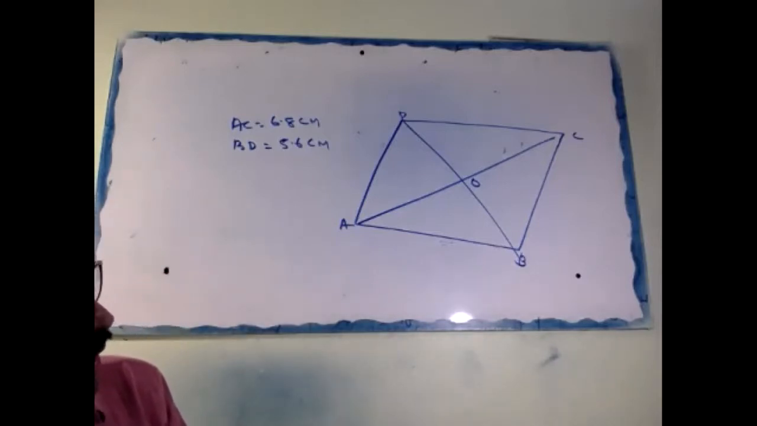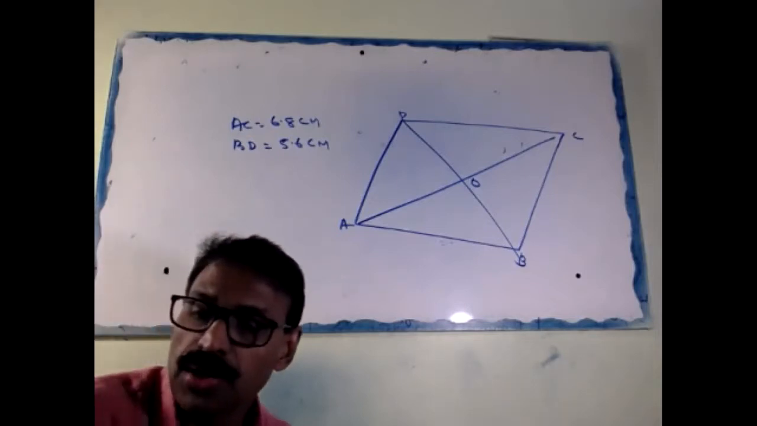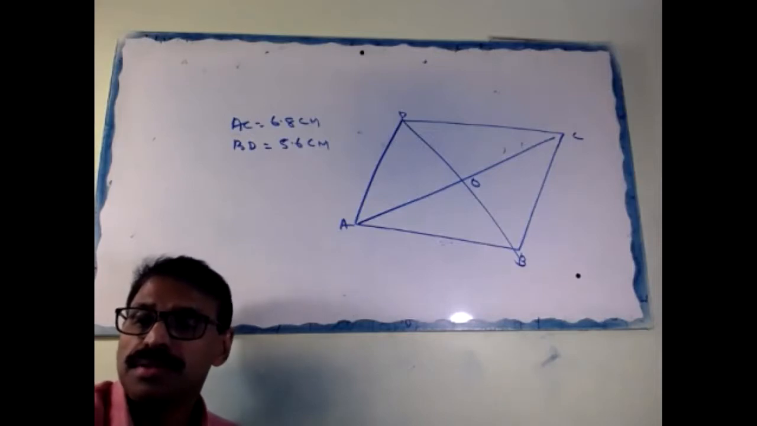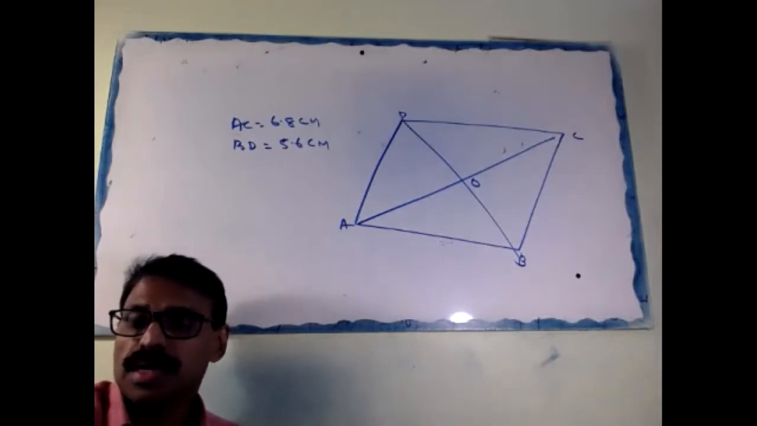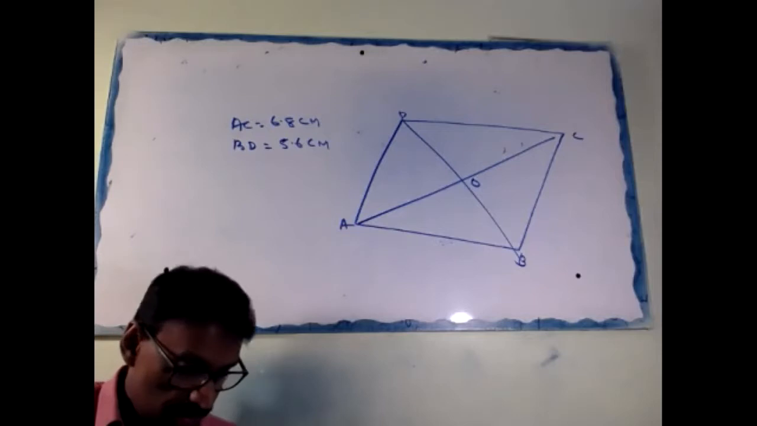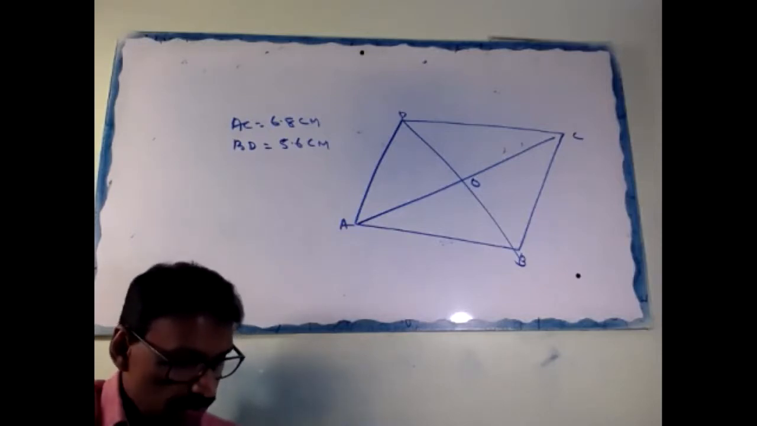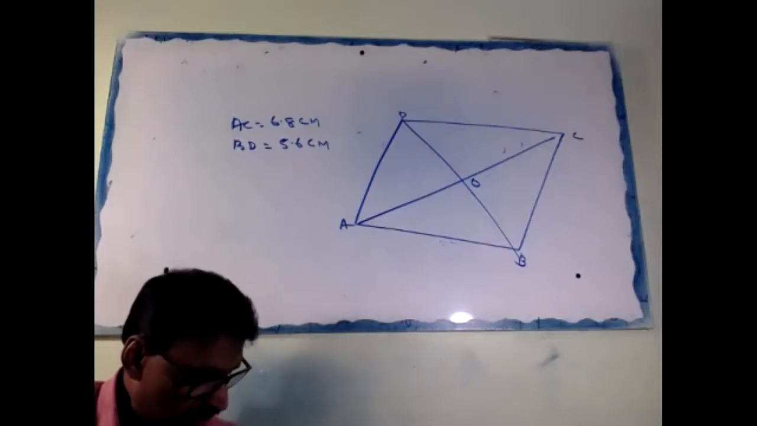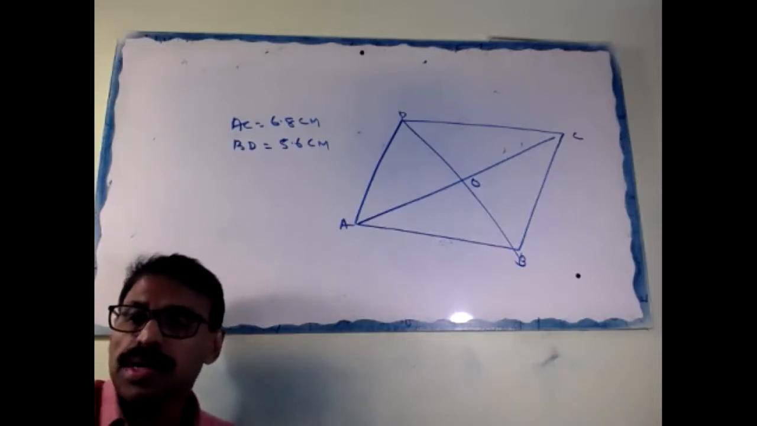Okay, listen. OA is equal to OC, so that is 3.4. OB is equal to OD, that is 2.8. I hope everyone finished, right? Correct or no? Okay, next question.